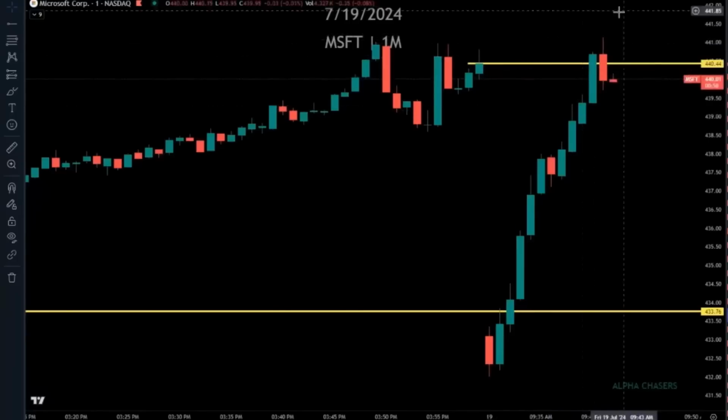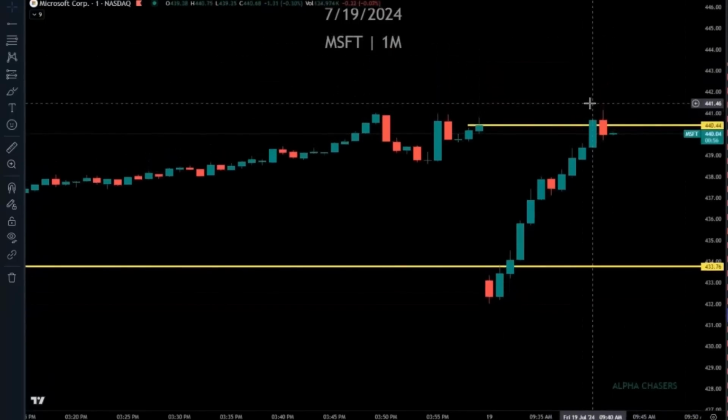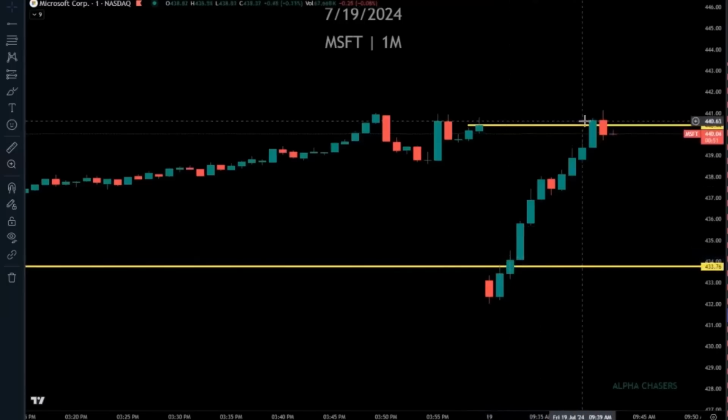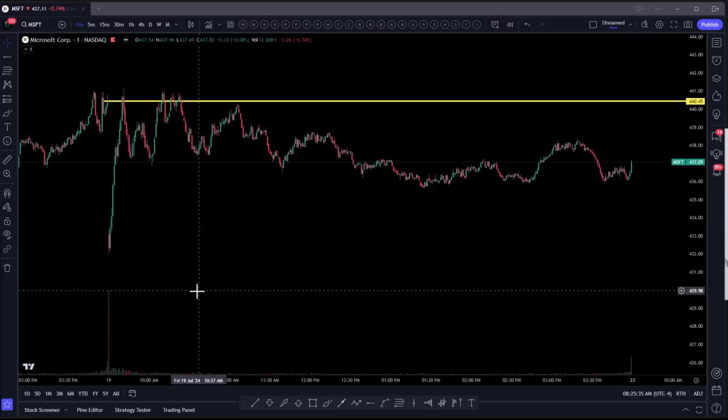I'm not saying this can't go higher. If you're doing it for a swing trade, great, stay in there. If you did it for a day trade, you nailed it. Like we nailed it. We're out from here. We wanted the gap fill. We got it. Now, I hope you found that helpful.